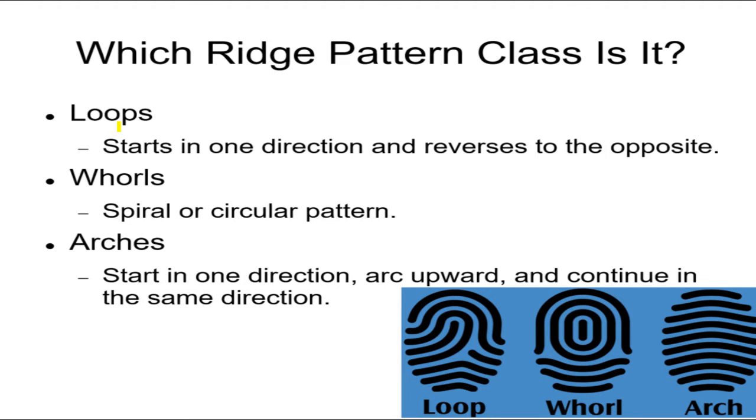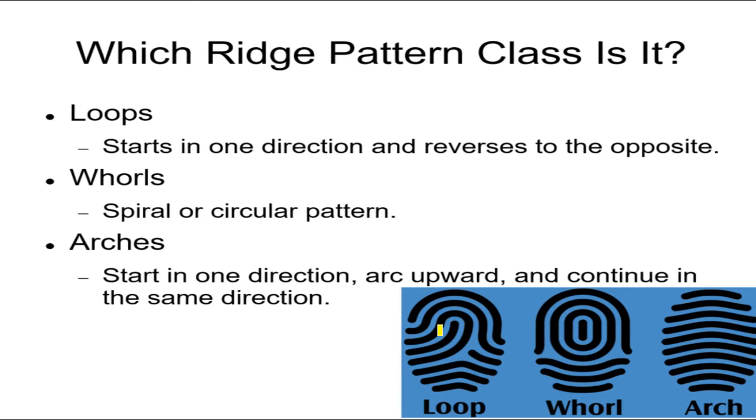Okay, so loops. What can you use to identify a loop? Well, a loop starts in one direction. Let's say here, the ridge starts in one direction and doubles back and reverses to the opposite direction. You might also know that there's this part that's called a delta. Okay, now what about the whorl? That shows a spiral or circular pattern. There are like two deltas here, but we'll talk about the deltas later. But anyway, that makes a whorl.